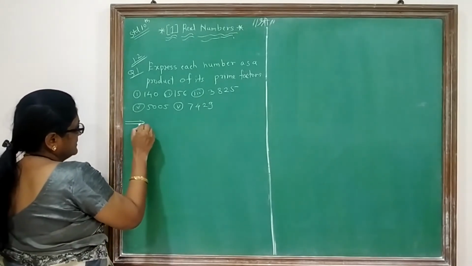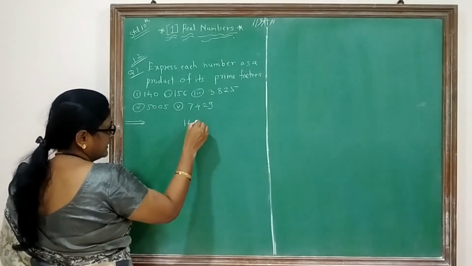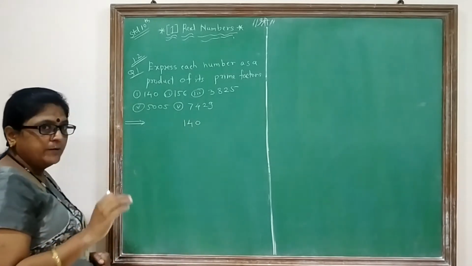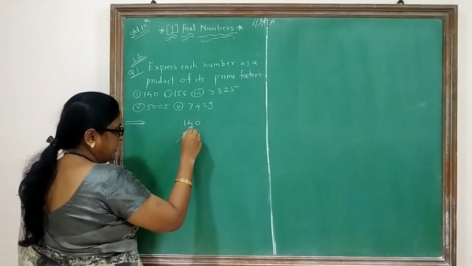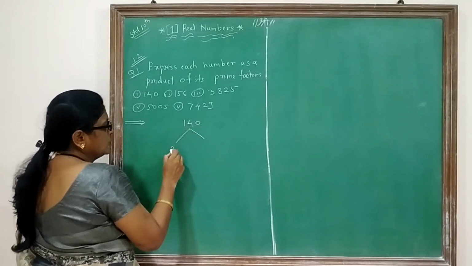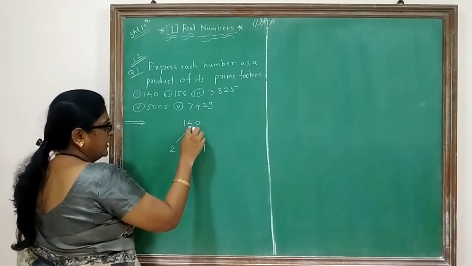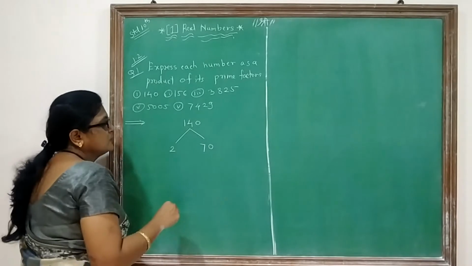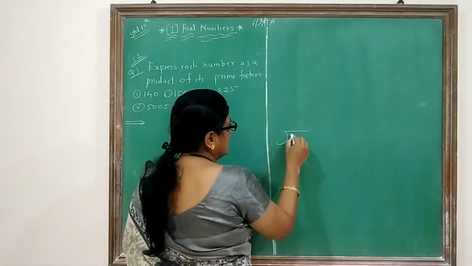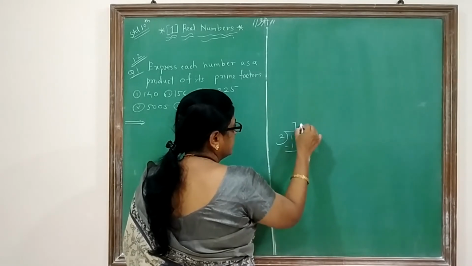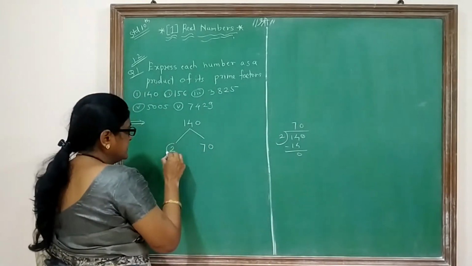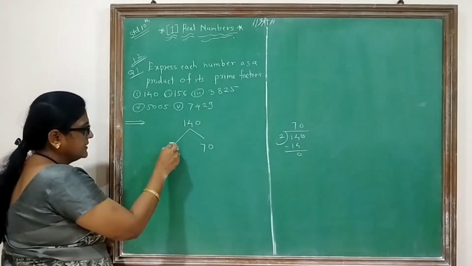Then write here 140. Here the last digit is 0, so you will divide by 2. 2 sevens are 14 and 0, that is 70. This is your first prime factor.